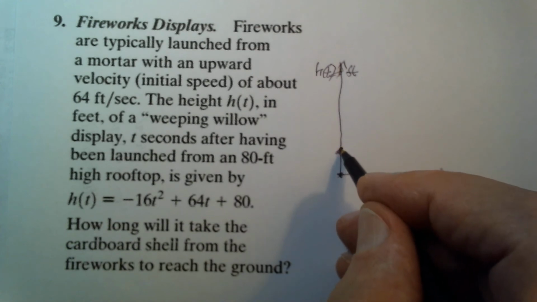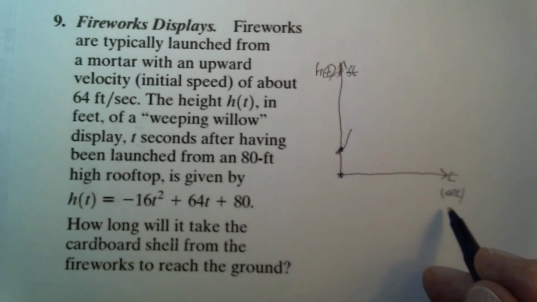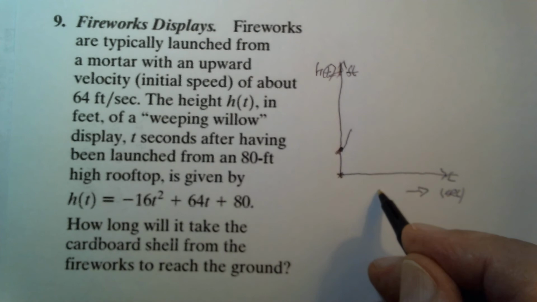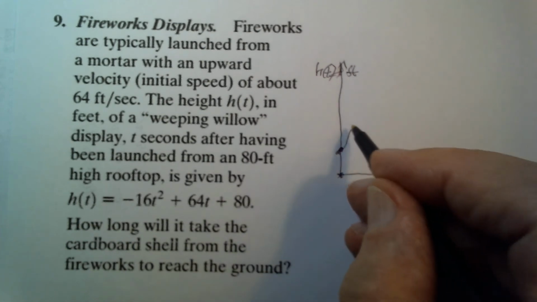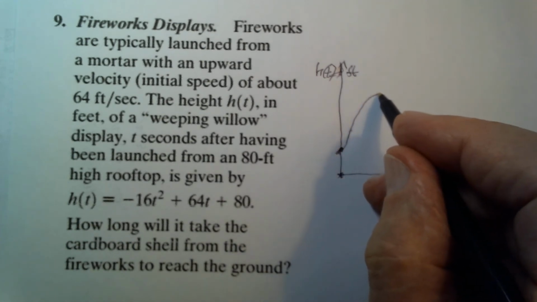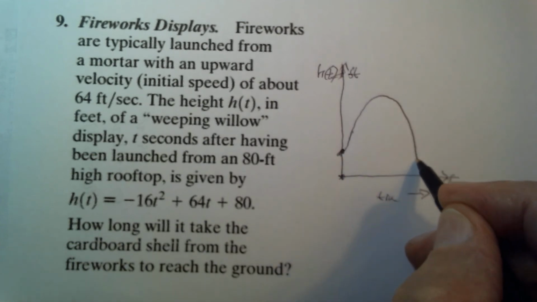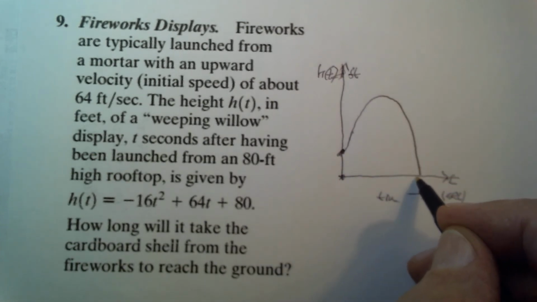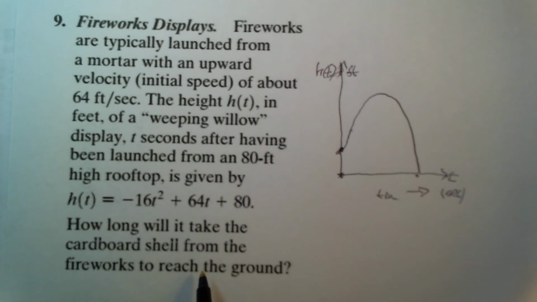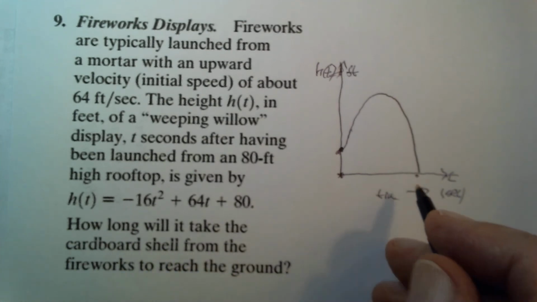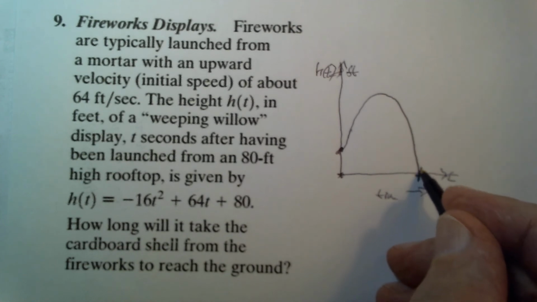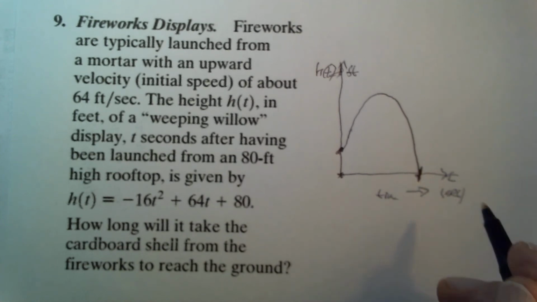And then it rises as a function of t, so time goes in this direction, time. It goes up, it has the highest point, and then it eventually reaches the ground. So the question is, how long will it take the cardboard shell from the fireworks to reach the ground? So in other words, what is this value for t here? That's the question. Okay?